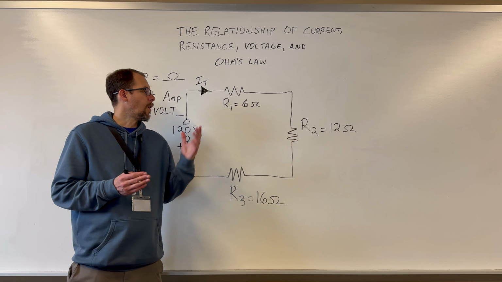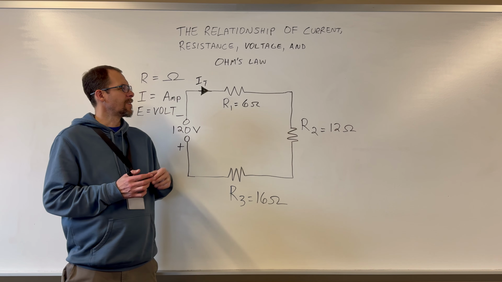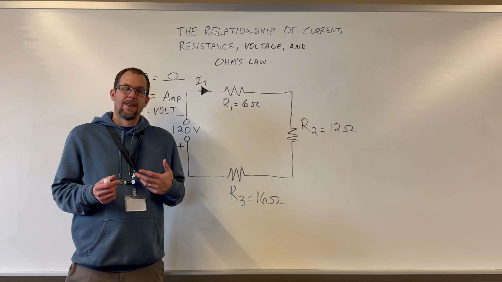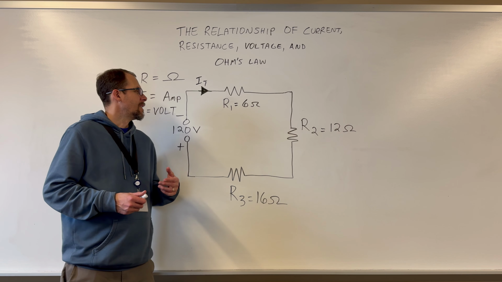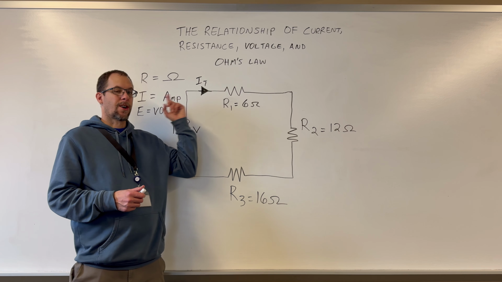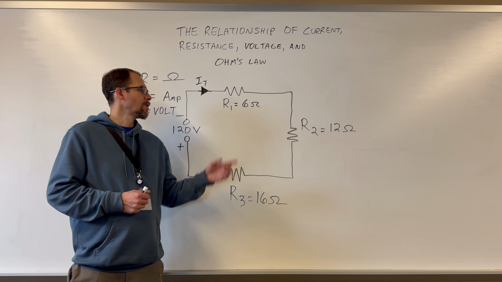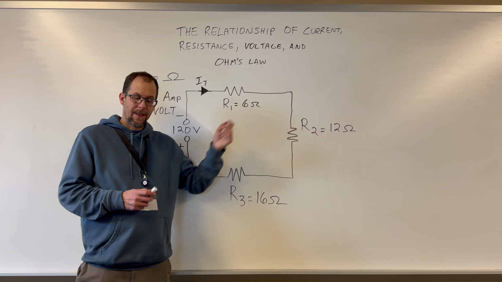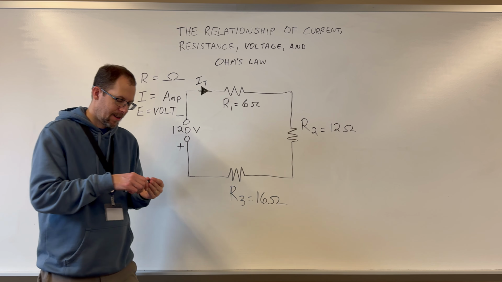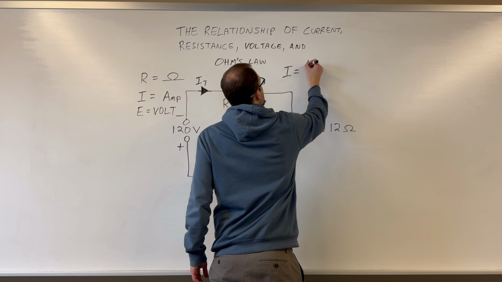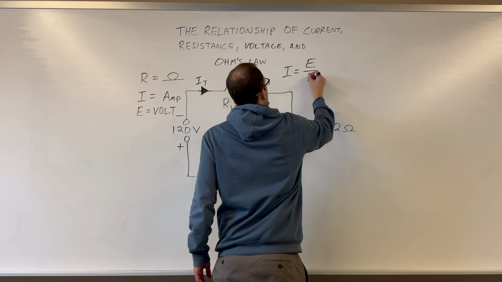Now what we do with all three of these things, current, resistance, and voltage, is determined by Ohm's law. Now, Ohm said, after experimentation, that current is equal to or proportional to the voltage and inversely proportional to the resistance. That looks like this. I equals E over R.